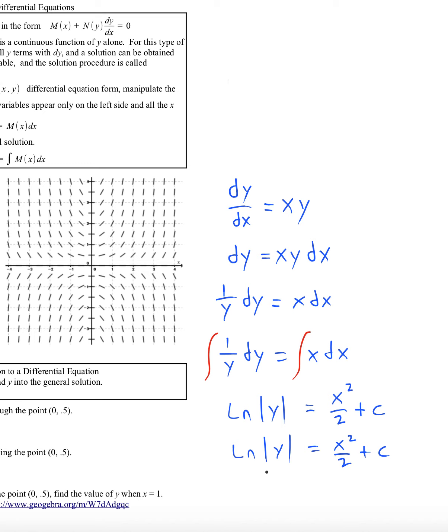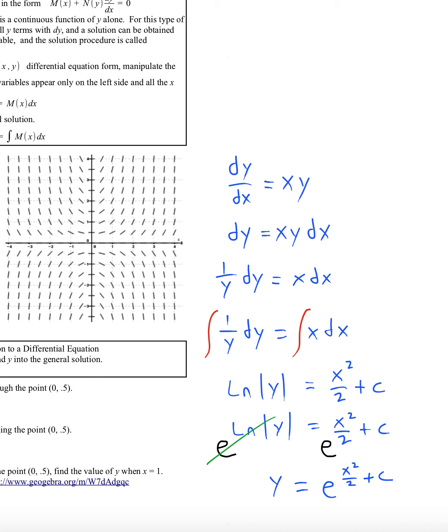We need to undo the natural log of a variable. And the way that we undo natural log is by letting each side of the equation become the exponent of a base of our choice. In this case, e would be the right choice to cancel with ln. That means these will go away, and we'll be left with y equals e to the x squared over 2 plus c.